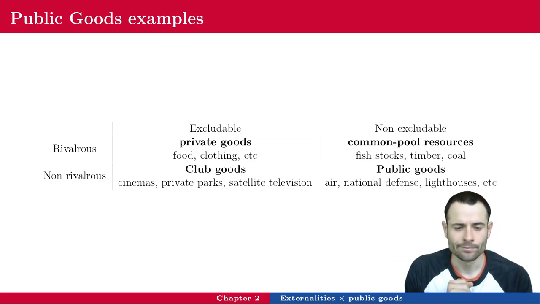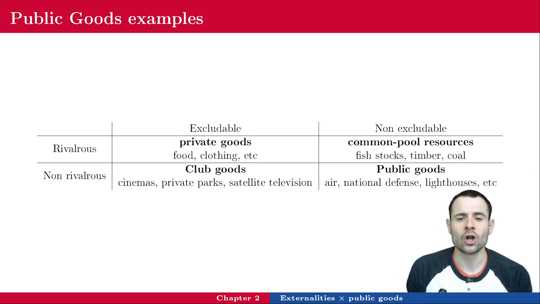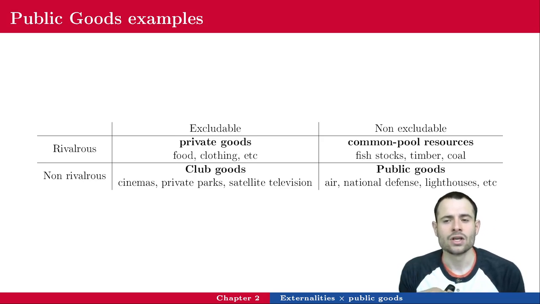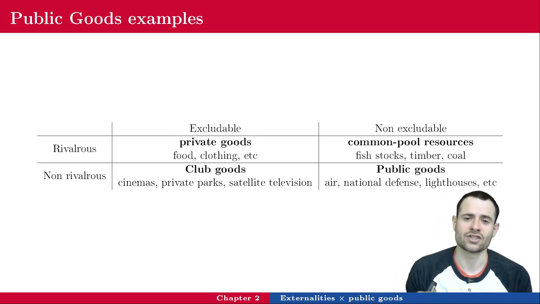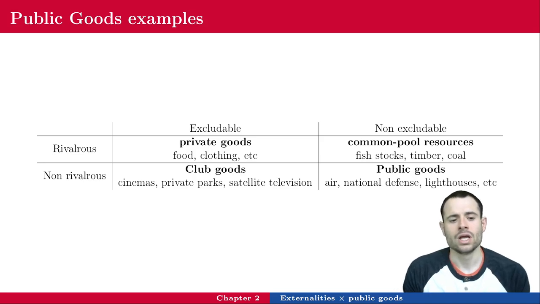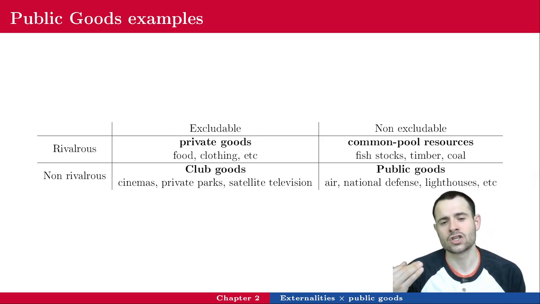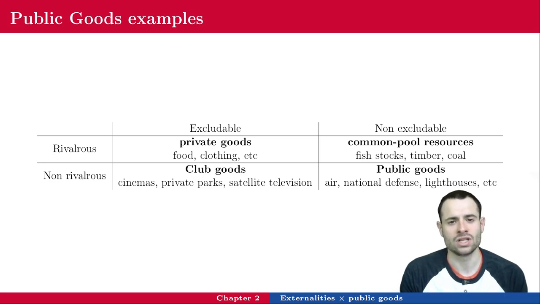On the other end of the spectrum, if the good is excludable but non-rivalrous, we are talking about club goods. Club goods are goods that you can exclude consumers from enjoying. Consumers have to join the club if they want to have access to it. Once they have access to it, the use of the club good is going to be non-rivalrous. Think about cinemas, private parks, satellite television. Satellite is a great example. As long as you don't have satellite television, you are excluded from it. As soon as you're in, it doesn't really matter if there are 1 million people watching cable TV or 100. You can enjoy all the channels the same way.